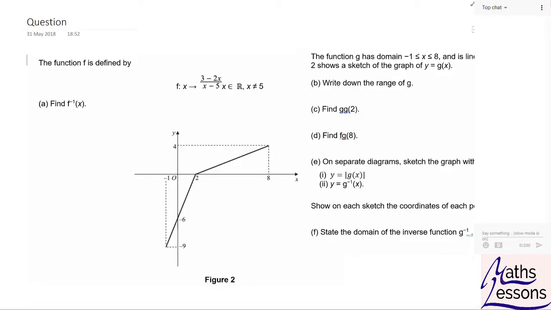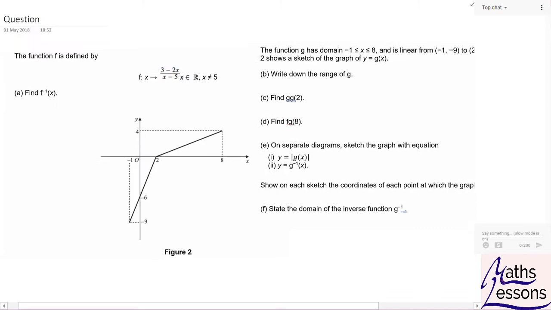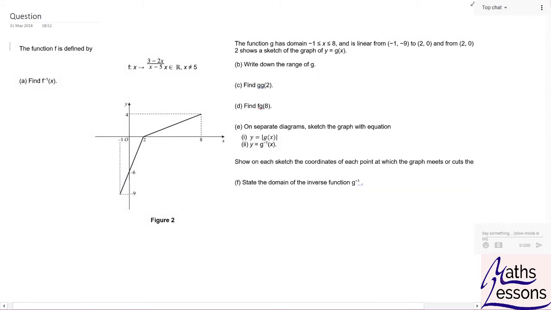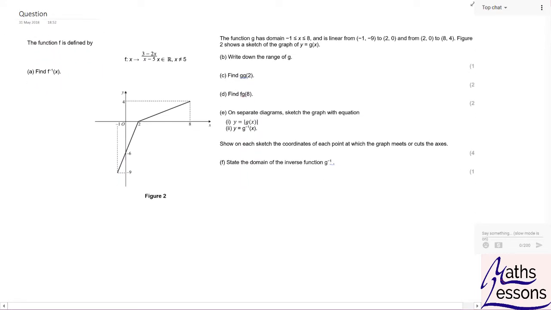So let's have a look at our first question. Let's just see if I can zoom it in so it all fits on one page. Just a little bit more. There we go. So just in case this has come out a bit small, the function here is f of x goes to (3 minus 2x) over (x minus 5). Sorry, that x there seems to have come as part of the function. It's x is a member of the reals, x is not equal to 5, and you've got a graph of g of x. The numbers are 9, 6, minus 1, 2, 4, and 8 there, and they're listed again over here.